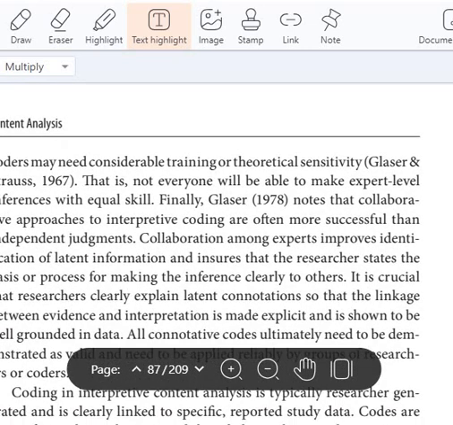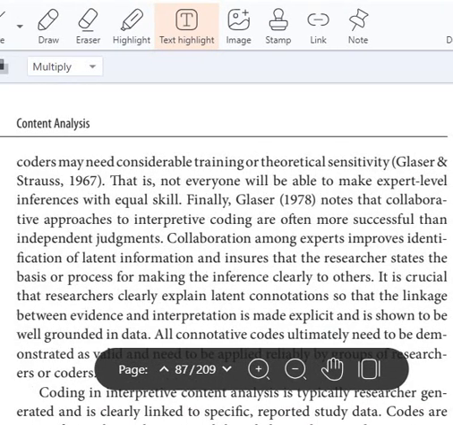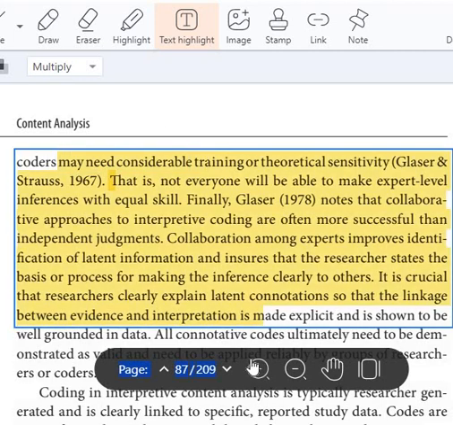He thinks that coders may need considerable training or theoretical sensitivity. That is, not everyone will be able to make expert level inferences with equal skill. Finally, Glaser notes that collaborative approaches to interpretive coding are often more successful than independent judgments. Collaboration among experts improves identification of latent information and ensures that the researcher states the basis or process for making the inference clearly to others.